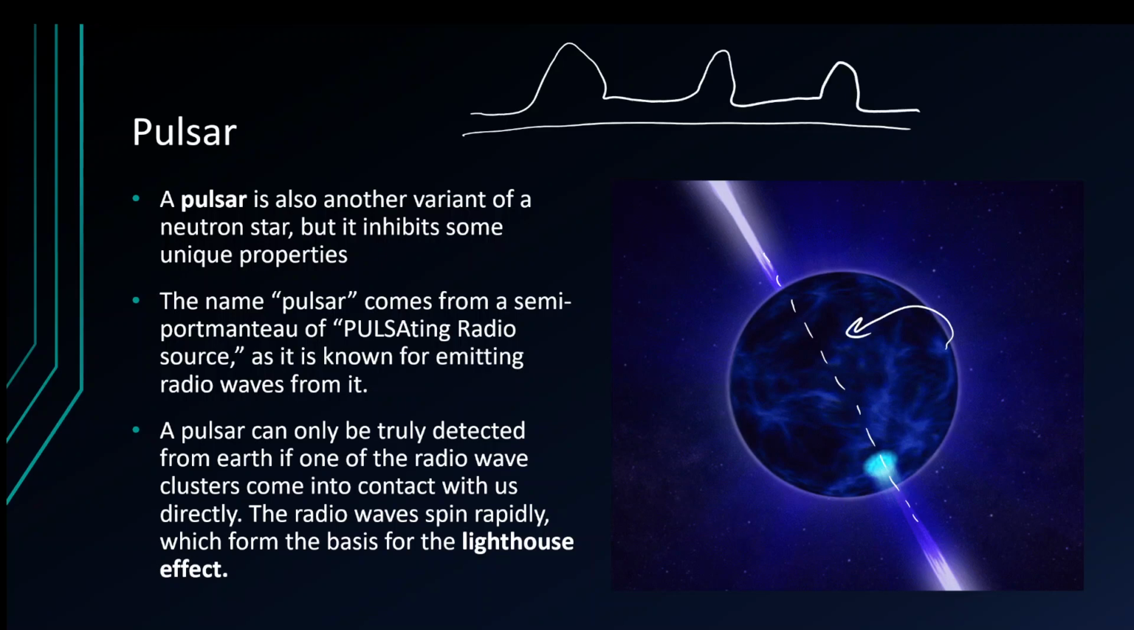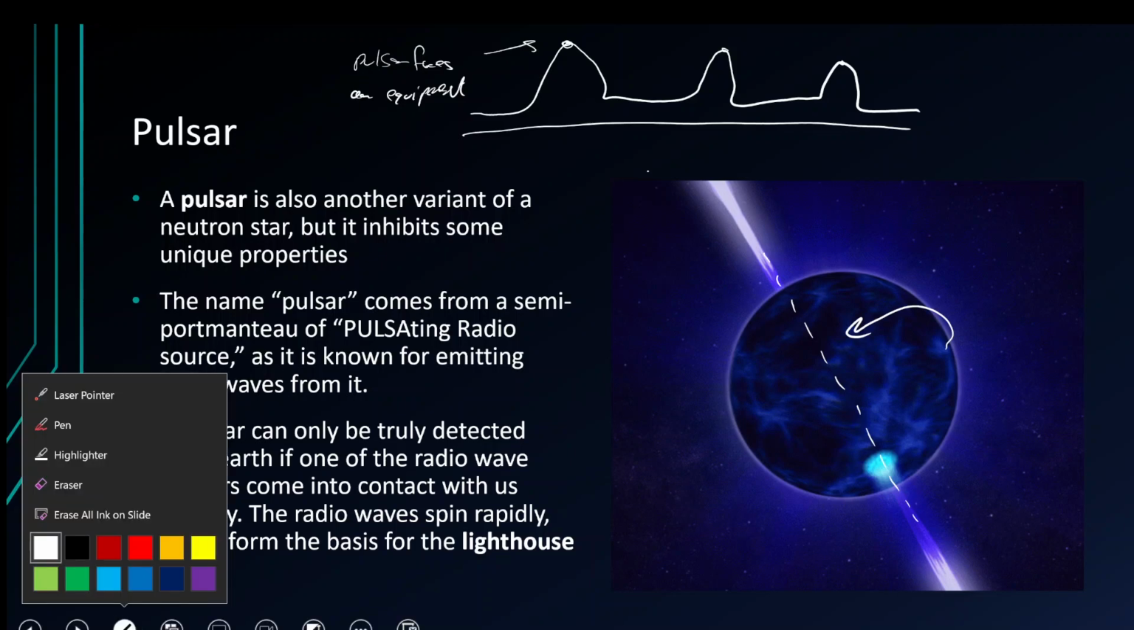Sort of these little bumps. And these bumps actually indicate the pulsar is facing our equipment. And this effect that these radio waves are exhibiting is known as the lighthouse effect.